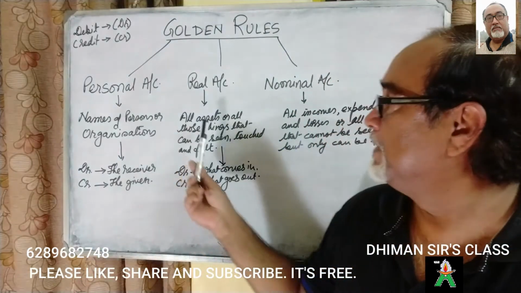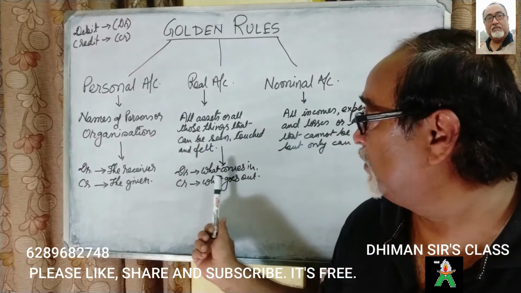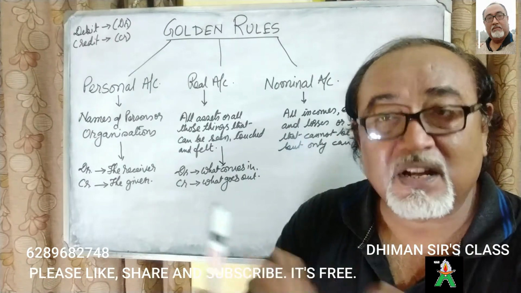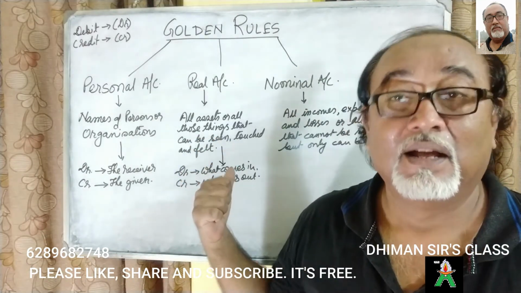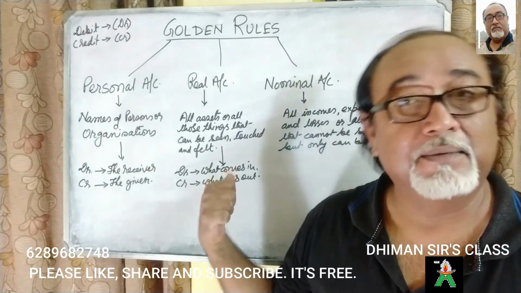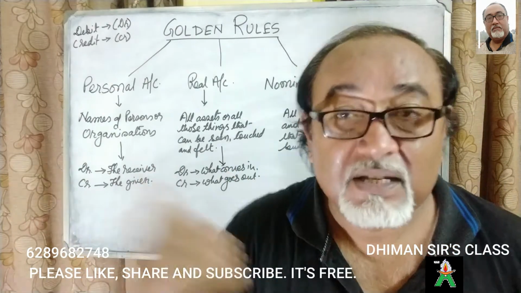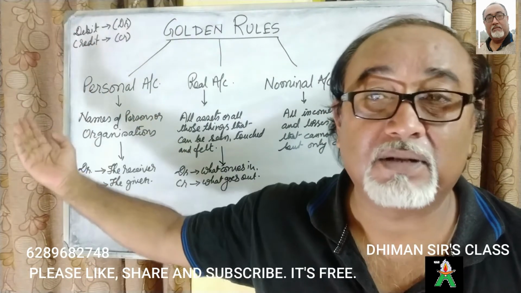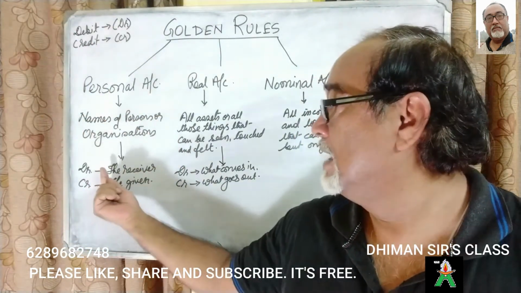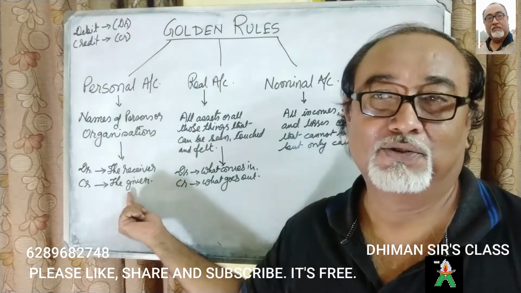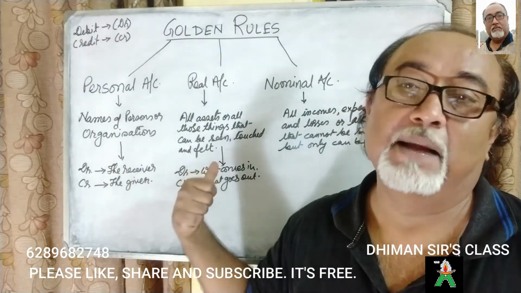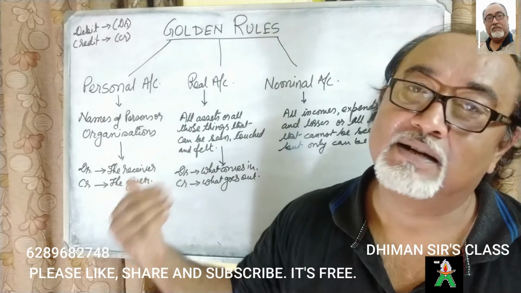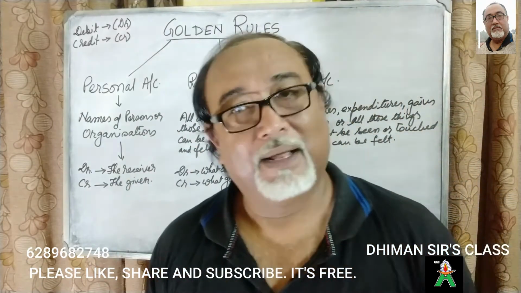So what happens? Debit, what comes in? Cash is coming in, so under real account, cash will be debited. And Ram is the giver. Ram is giving us, and Ram comes under personal account, and under personal account, credit the giver. So Ram will be credited. Cash is coming in. Real account says debit what comes in, so cash will be debited. Am I clear now, students?